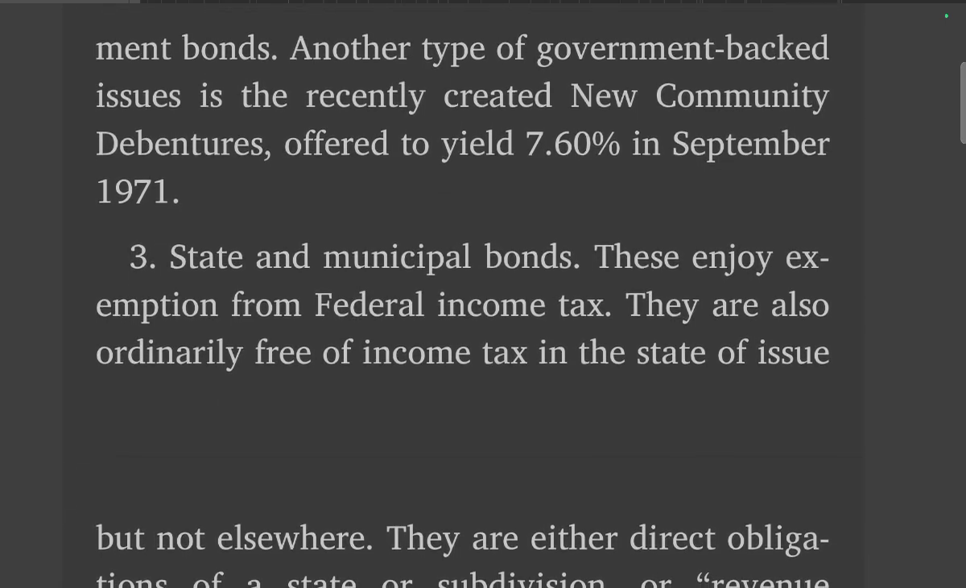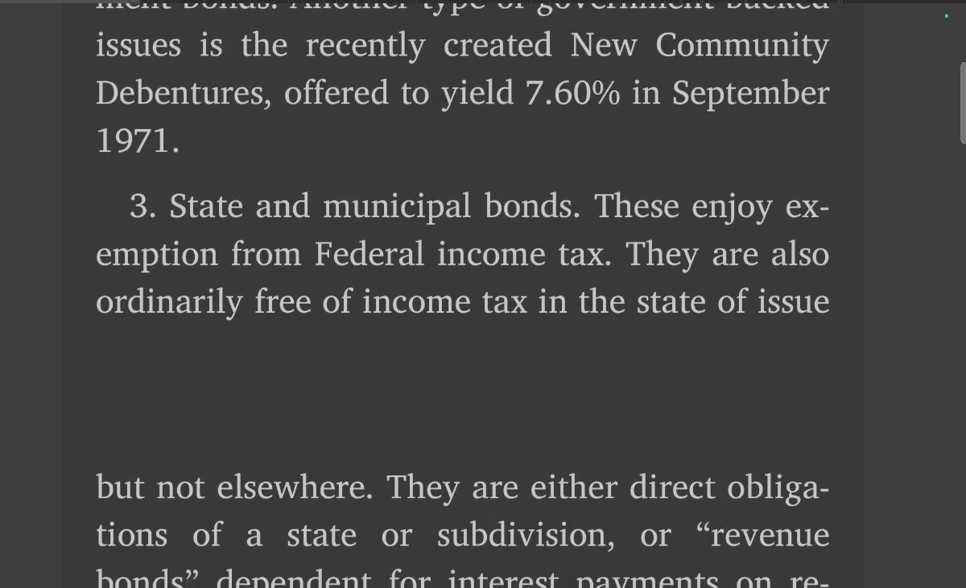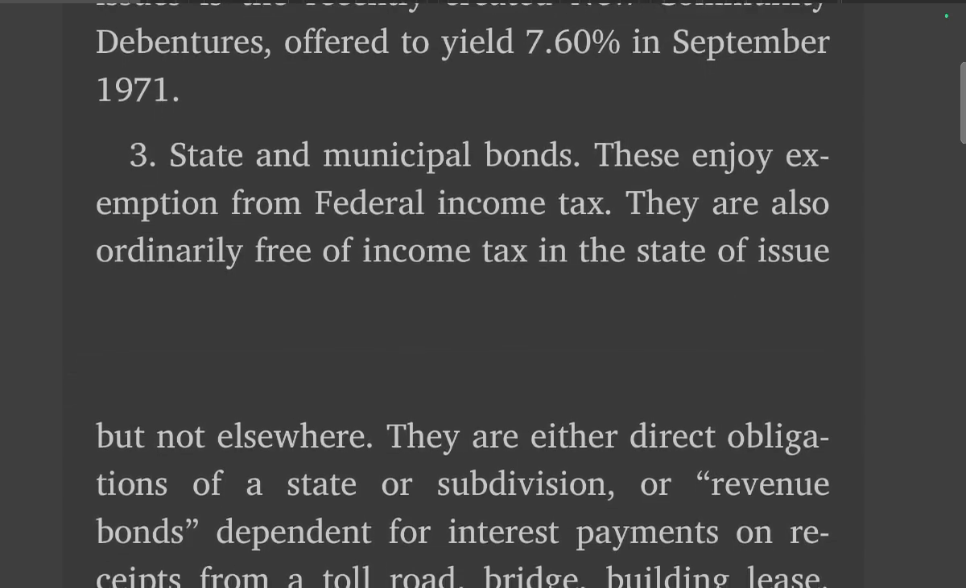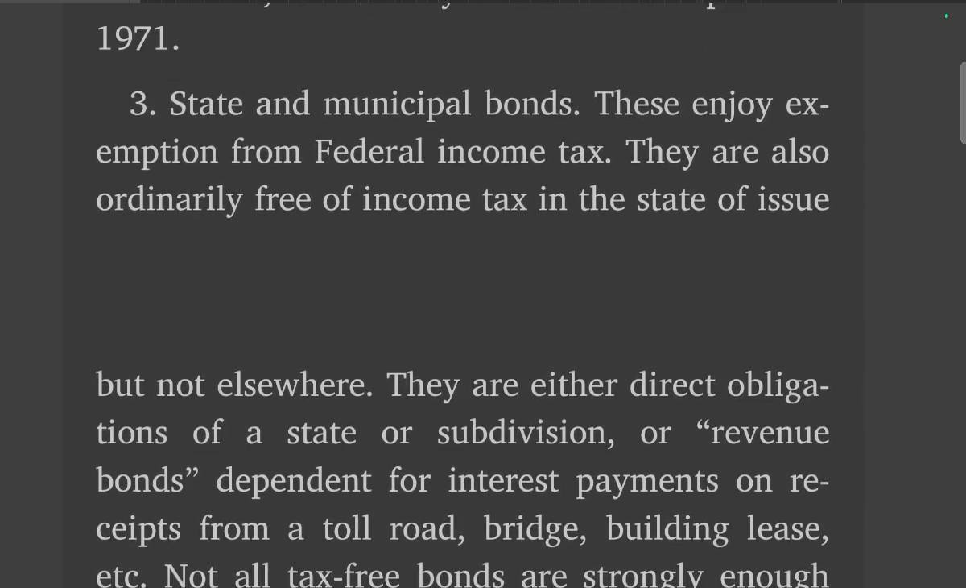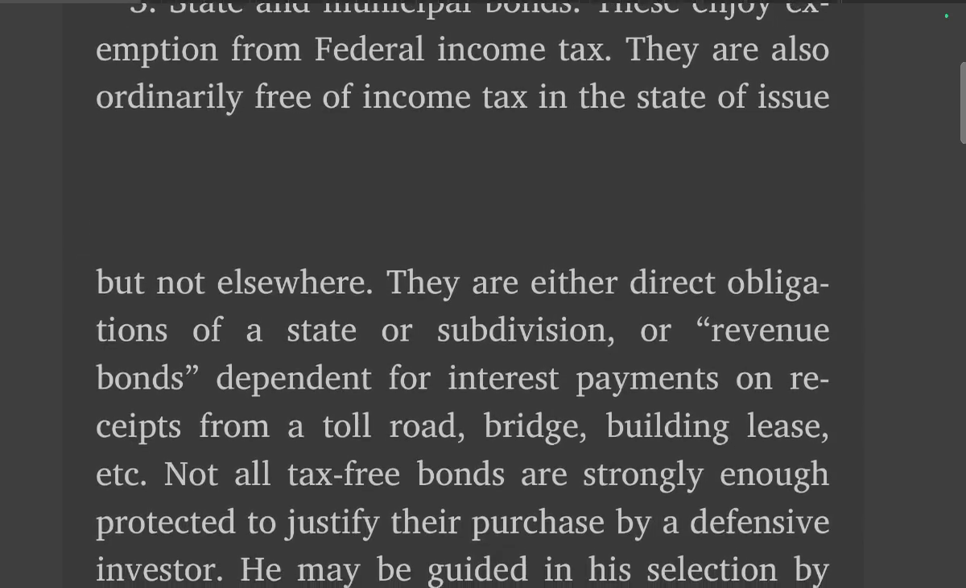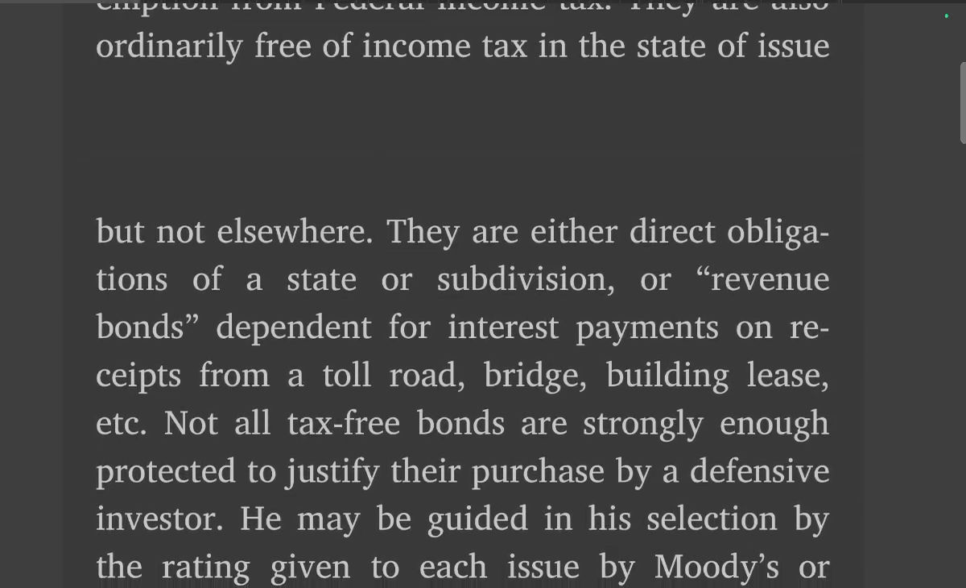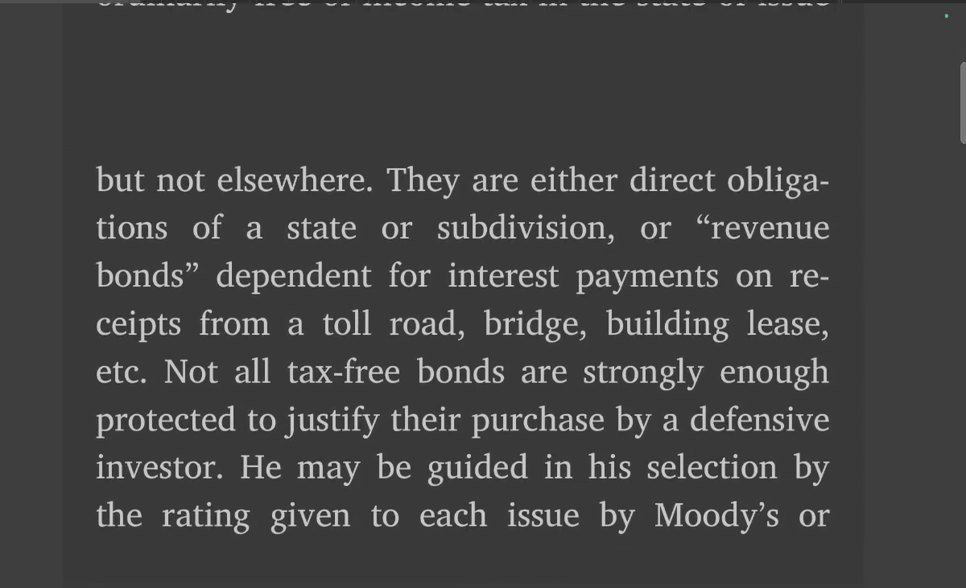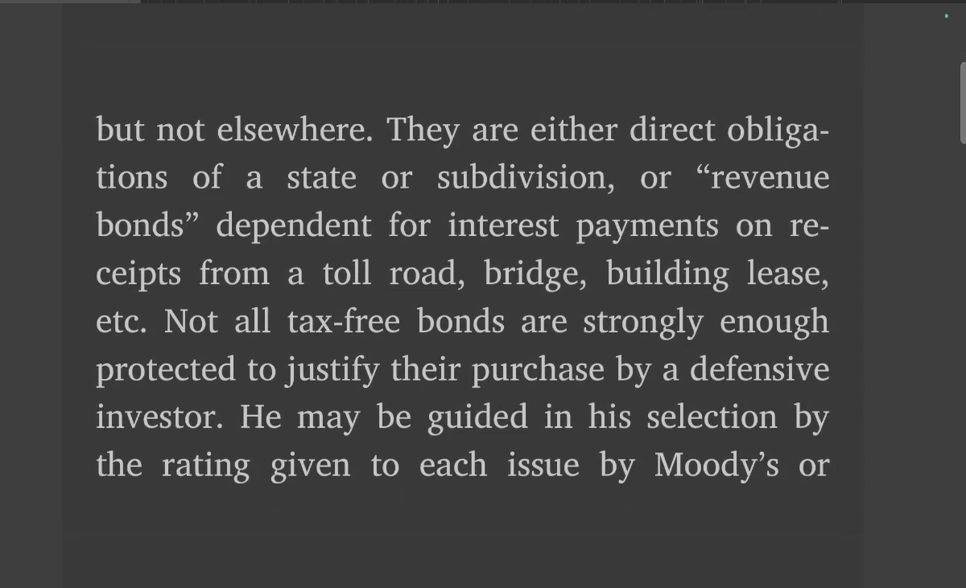The state and municipal bonds enjoy exemption from the federal income tax. They are also ordinarily free of income tax in the state of issue, but not elsewhere. They are either direct obligations of a state or subdivision, or revenue bonds, where the interest payment depends on receipts from toll roads, receipts from bridges, building leases, etc.